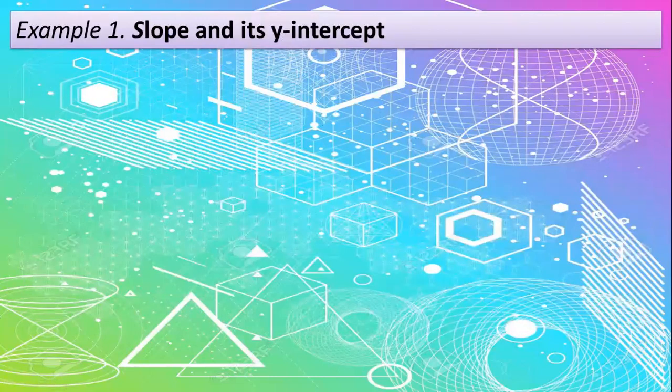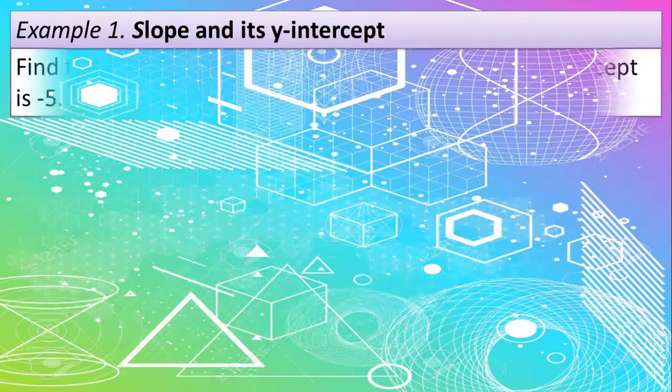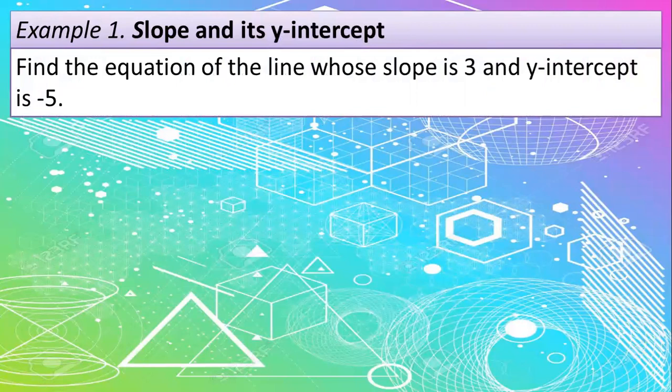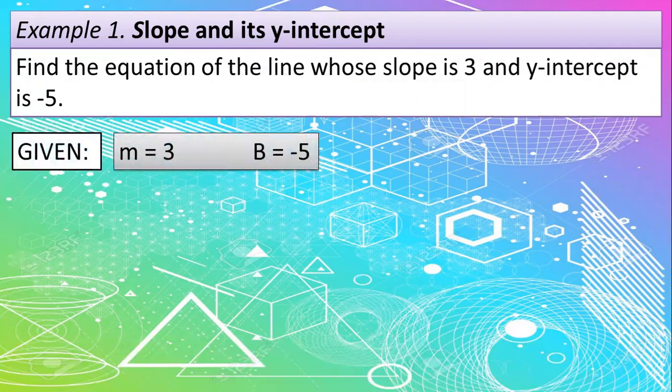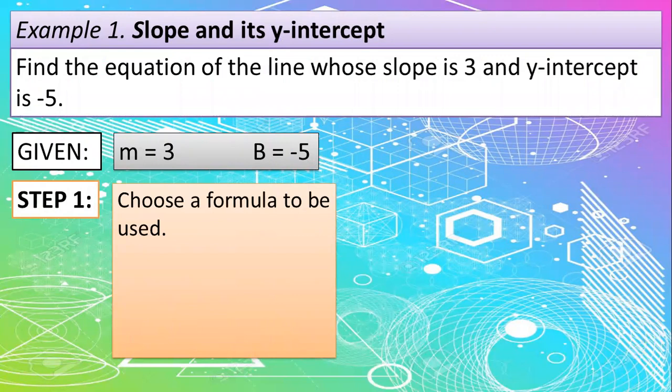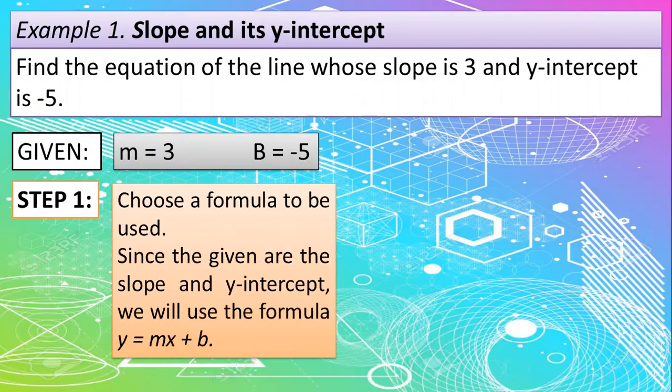So we are here for our example number 1. So for this example, we are dealing with the slope and its y-intercept. So we need to find the equation of the line. Again, equation of the line whose slope is 3 and y-intercept is -5. So with that, since the given is a slope, or m is equal to 3, and y-intercept, which is associated with b, is equal to -5, we can actually use what kind of formula? So with that po, since ang given natin ay si slope at si y-intercept, we can actually use the formula y is equal to mx plus b.